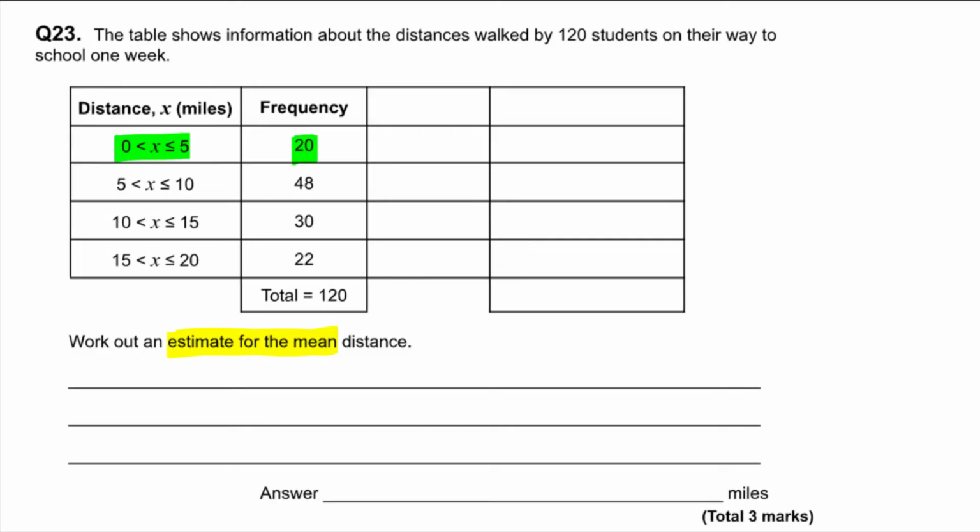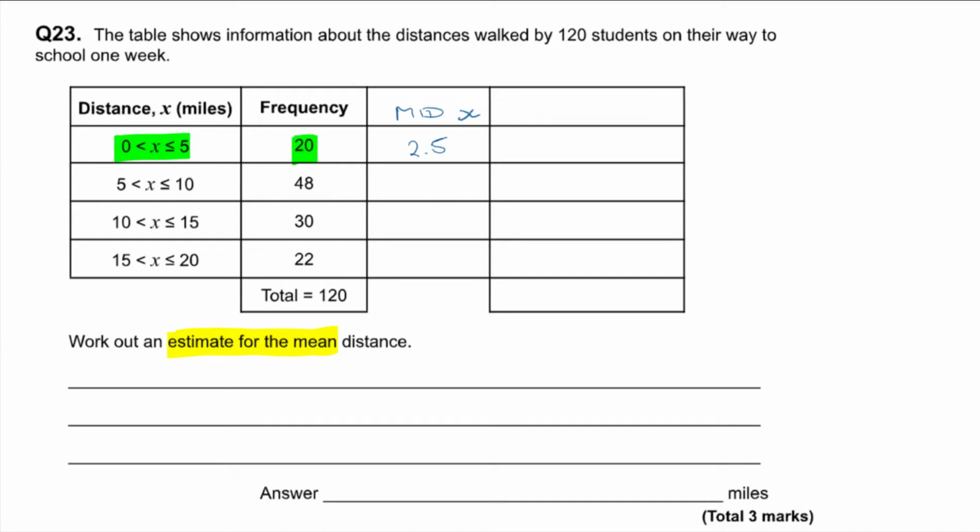And we tend to use the mid value for that. We use the mid value of each category, and we say, we don't know how far each of those 20 went, so let's assume that everyone walked the middle amount of that group. The first thing we're going to do is find all the mid-x values. Mid-x for the first category is halfway between 0 and 5. Add them together, divide by 2, you get 2.5.